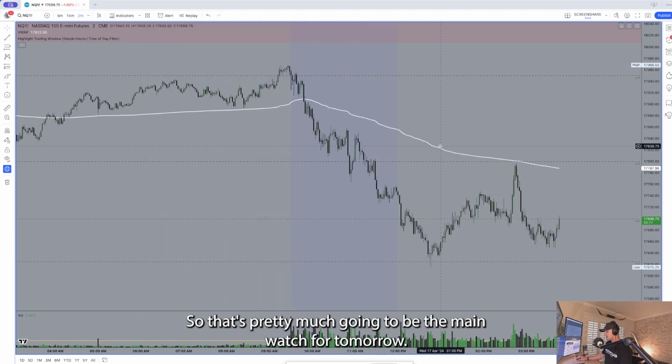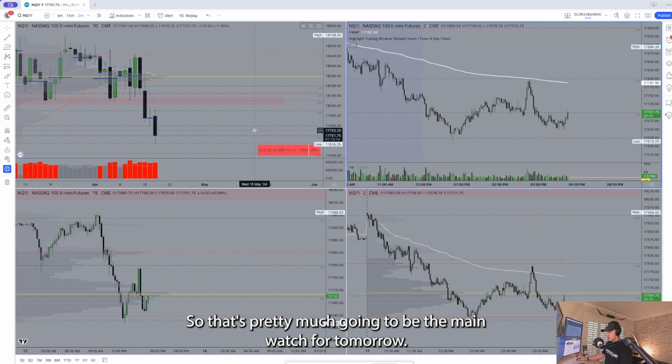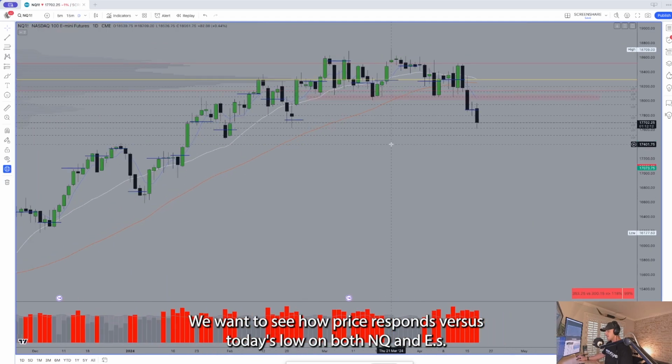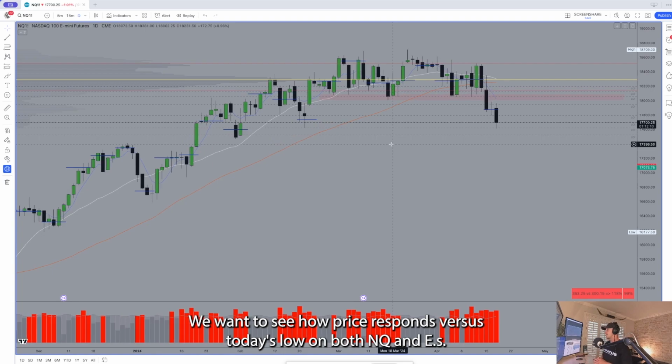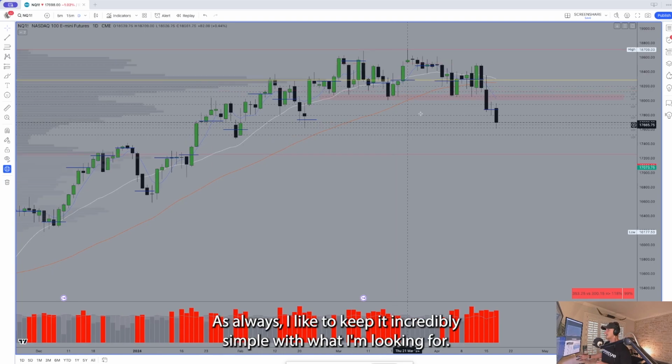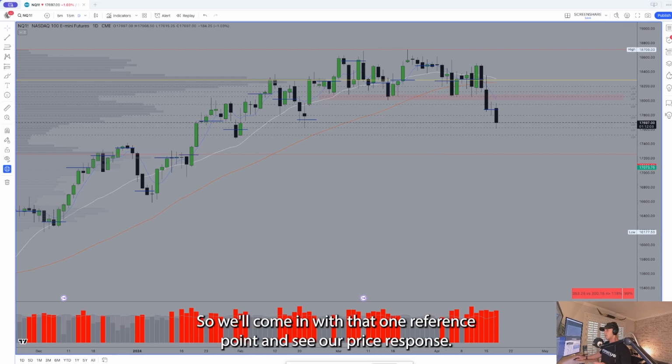So that's pretty much going to be the main watch for tomorrow. We want to see how price responds versus today's low on both NQ and ES. As always, I like to keep it incredibly simple with what I'm looking for. So we'll come in with that one reference point and see how price responds.